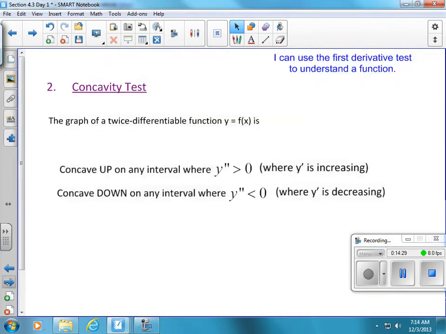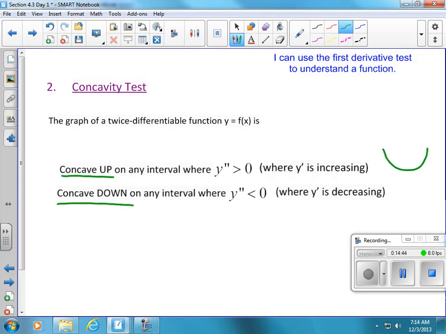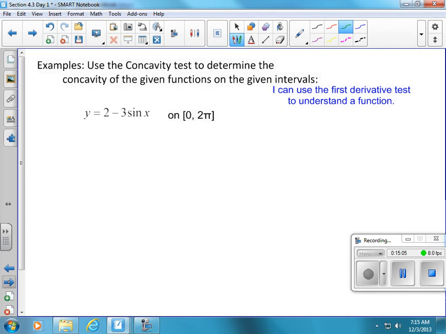Next, we're going to talk about a concavity test. Anywhere that the second derivative is greater than 0, it's concave up. And where the second derivative is less than 0, it's concave down. What do we mean by that? Concave up means your graph is opening up. Concave down means the graph is opening downward. So concave up looks like this, concave down looks like this. So we check the second derivative and see the sign of the second derivative.